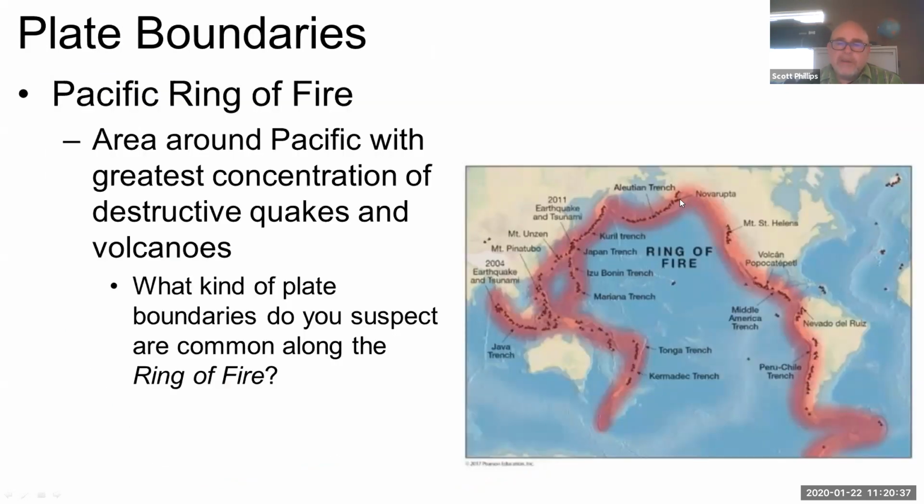Where you have a lot of tectonic activity is an area around the Pacific Ocean called the Pacific Ring of Fire. This is an area that has the greatest collection of destructive earthquakes and volcanoes because of all of the subduction and other tectonic processes that are happening around the Pacific Ocean.